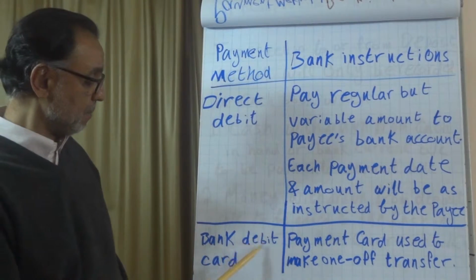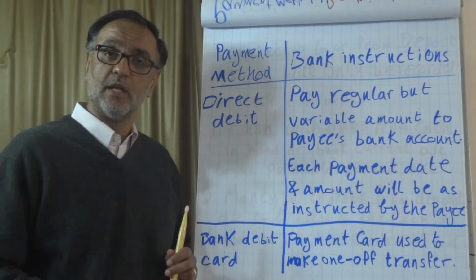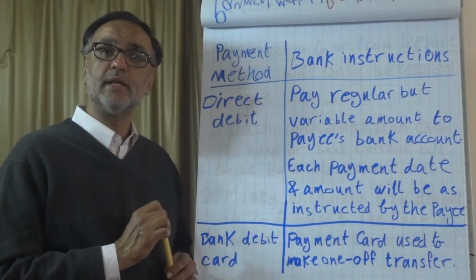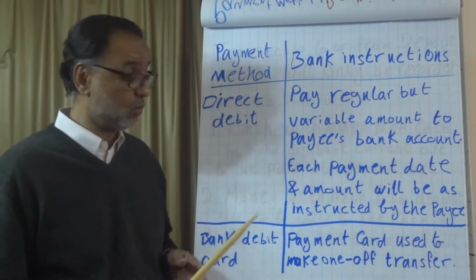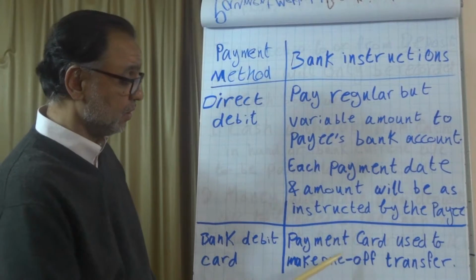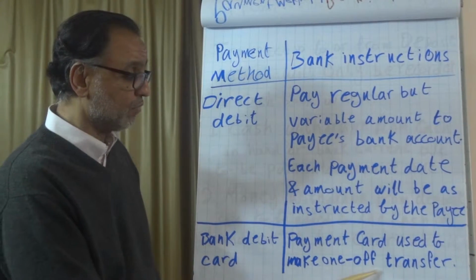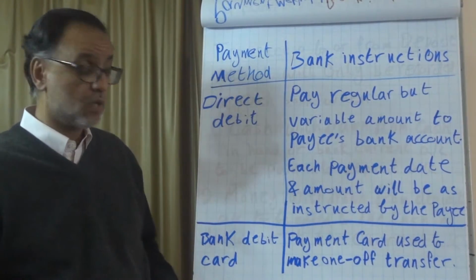The last one is the bank debit card. This is the usual card that we're using. Some people call it a credit card, but it's really a debit card because you are spending from your own account. So this is a payment card used to make a one-off transaction, a one-off transfer.